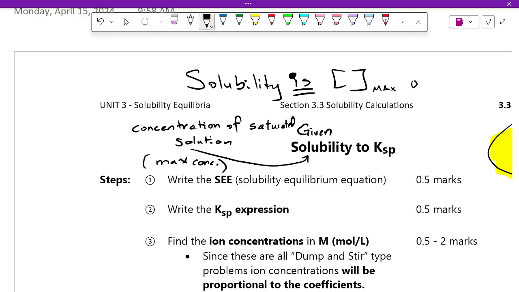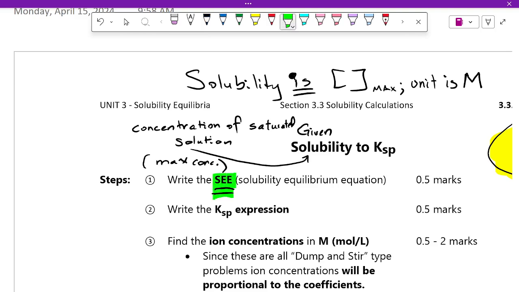And the unit is moles per liter. Okay, so the unit is molar. So solubility is the maximum concentration. The unit is molar. And this is a solubility to KSP. What kind of reaction are we going to be writing? What kind of equation? If we have a solubility and a KSP in there, we're going to be writing the ICE table. Okay, so step one is write the ICE table.